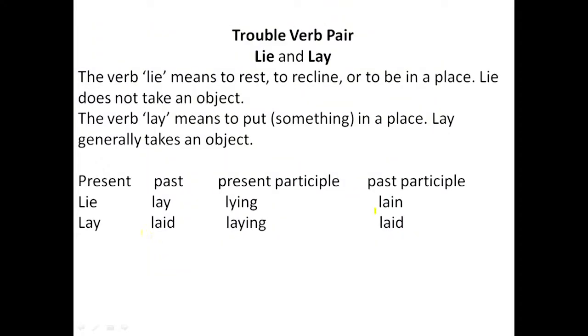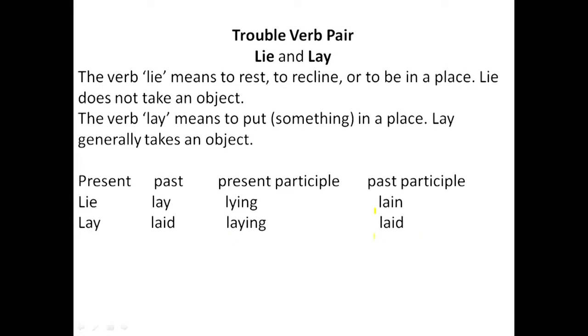So lie in this context should not what? Should not take an object. So we have lay, the component that what? That requires an object. The past tense for lay, which means to put something in a place, is what? Is laid. See? Again we have laying and we have laid as well.